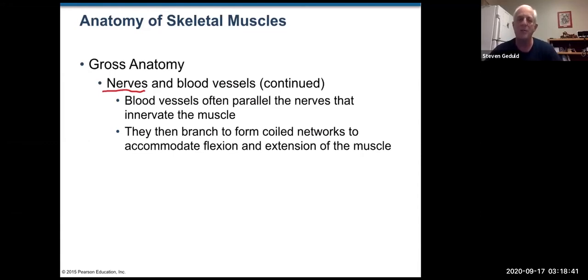So everybody know what aspirate means? To pull back on a syringe. Make sure the tip of that needle is not in a blood vessel. Because if you got nerves, you got blood vessels.